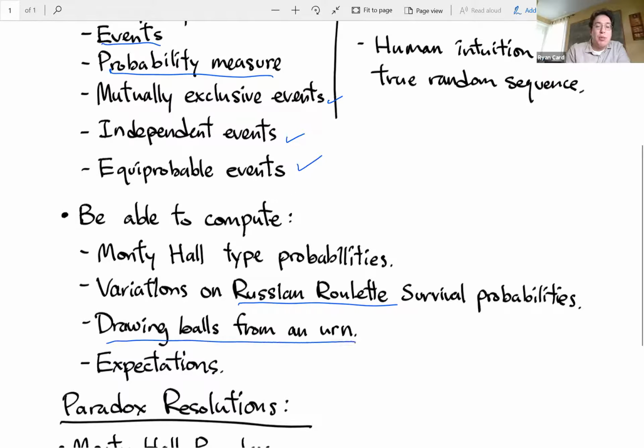And drawing balls from an urn, right? So we learned some techniques about probability trees with branches with weights that you multiply. So you should be able to compute problems that involve those things as well. And finally, you should definitely be able to compute expectations. If you're given possible outcomes and probabilities of getting those outcomes, you should be able to put those together and compute expectations as well.